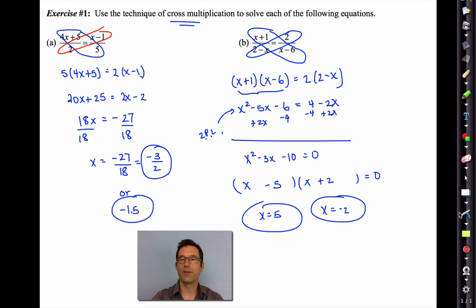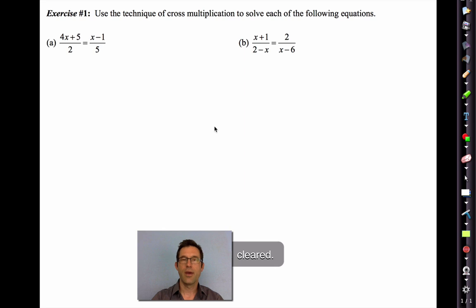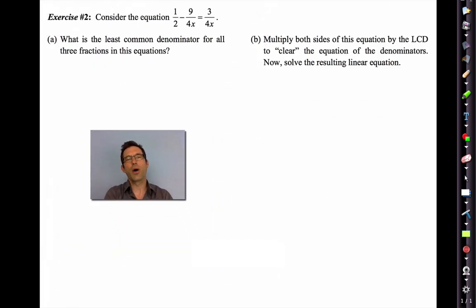Okay, let's move on. Now, in those last few problems, we had a fraction equal to a fraction. Now we're going to move into scenarios where the equation's more complicated. Specifically, we have 3 or more fractions. So let's take a look at this first problem. 1/2 minus 9 divided by 4x equals 3 divided by 4x.